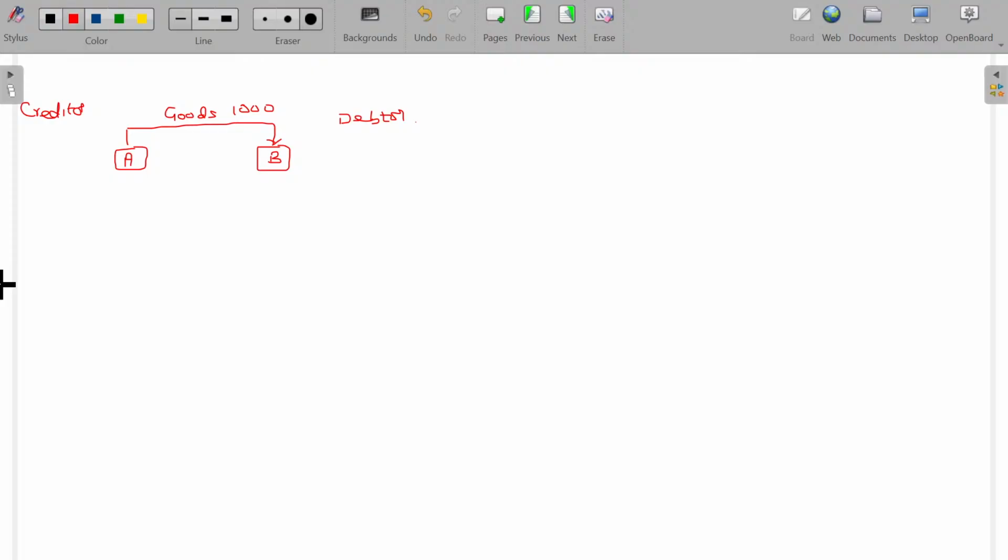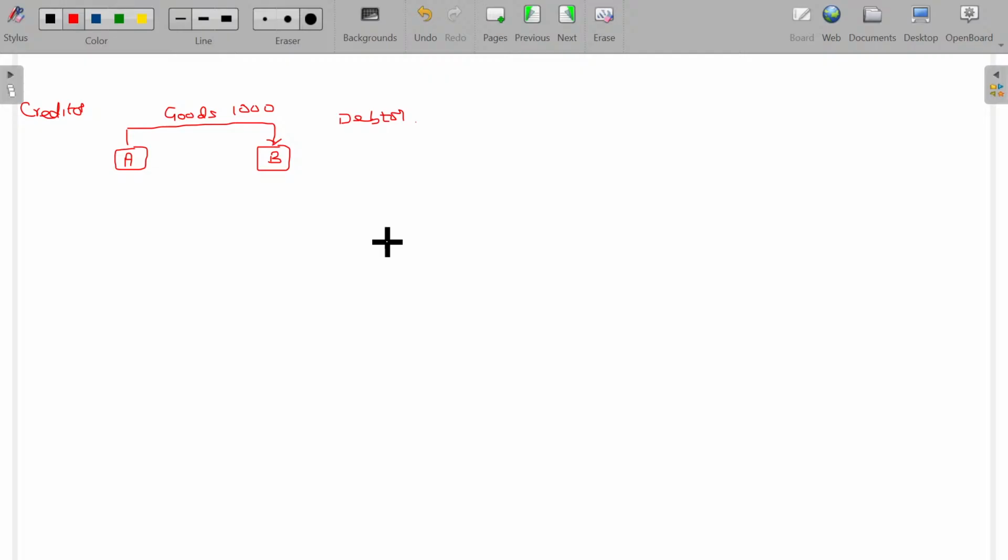Now what happens here? A wants to have a written document for the amount recoverable from B. There is no such written document here. A has given goods for rupees 1000, and the consideration may be payable later on. And B says okay, I'll pay, an oral assurance. Instead of that, A wants to have a written agreement.